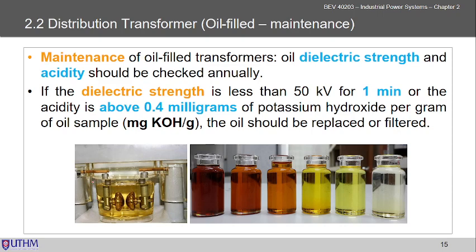This is how we test for the first one, dielectric strength. That means we inject the high voltage, let's say 50 kV here, and it must stand for 1 minute. If there is a flash over between this conductor and this conductor within 1 minute, that means we need to replace it.